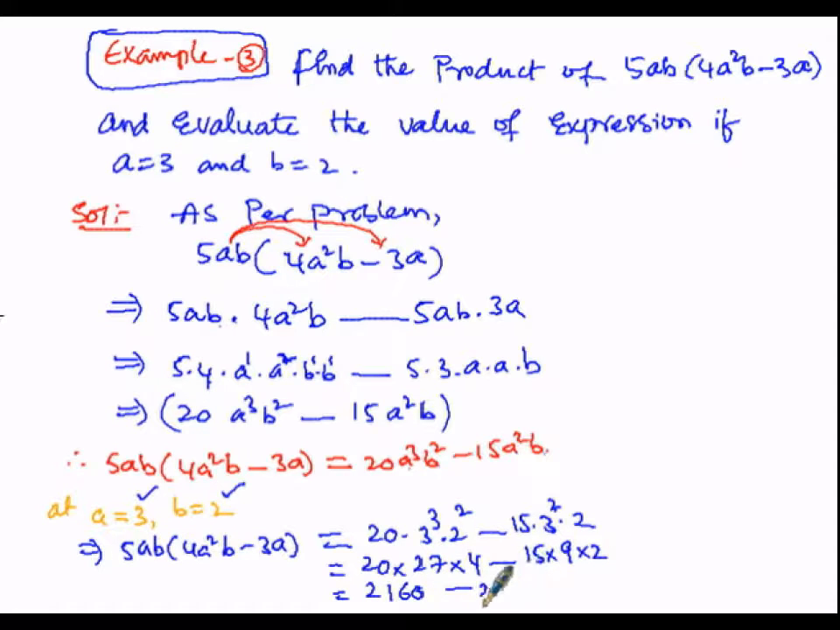But 270 is negative and 2160 is positive. Plus into minus is minus. We have to subtract, 2160 minus 270 is 1890. But among these two, 270 and 2160, 2160 is greater than 270. Therefore, the sign is positive, so the positive sign must be assigned. So in this manner, we got the value of 5ab into 4a square b minus 3a as 1890 when a is substituted as 3 and b is substituted as 2.